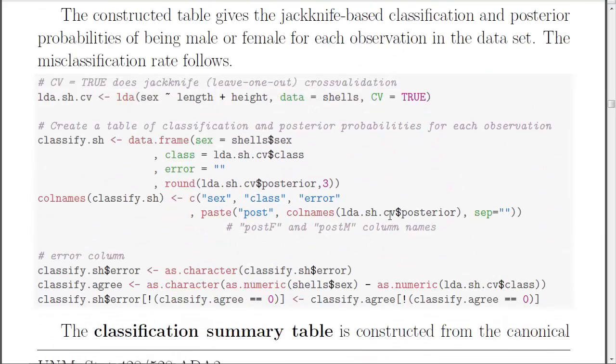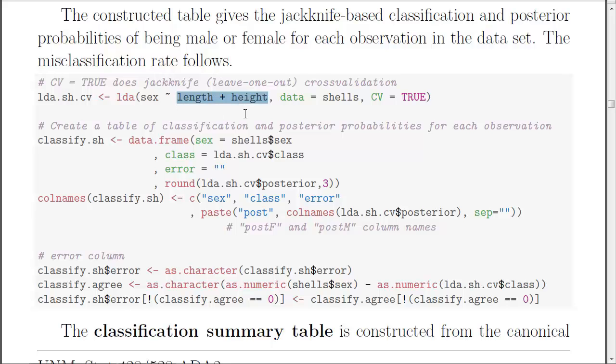All right. This is a set of lines of code that we're going to use several times in this chapter. This creates a table that gives jackknife-based classification and posterior probabilities. So these classification error rates based on the jackknife is the n-fold cross-validation. And we're going to ask about whether it was classified as being male or female, whether that was correct. So we're going to start off with doing the linear discriminant classification using only length and height, just for demonstration.